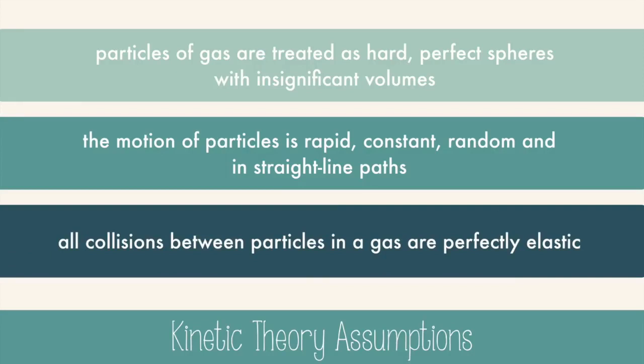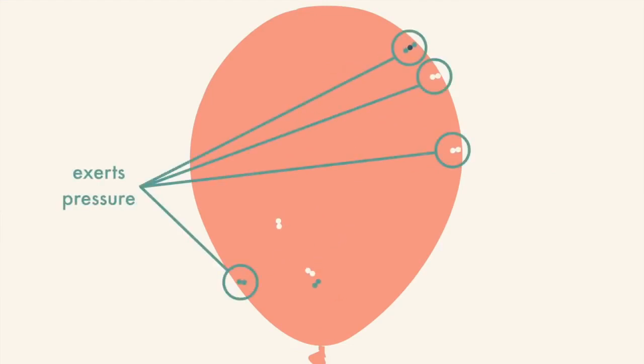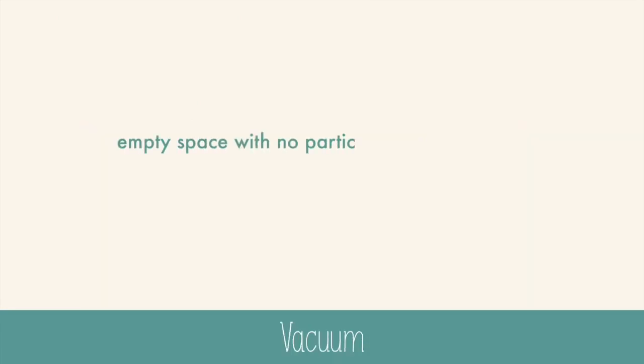Let's apply this to the balloon. The molecules bounce into each other without reacting in elastic collisions. The particles also bounced against the walls of the balloon, which exerts a pressure on the sides of the balloon. The air on the outside of the balloon also exerts pressure on the balloon, and we call that atmospheric pressure. Gas pressure results from the force exerted by a gas per unit of surface area on an object. But if there are no particles of a gas, there can be no pressure. In this case, we've got a vacuum. A vacuum is an empty space with no particles and no pressure.